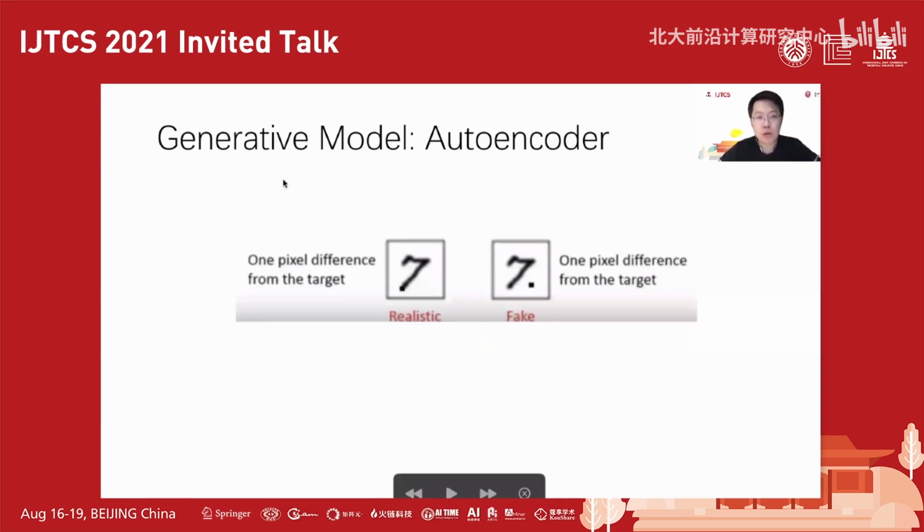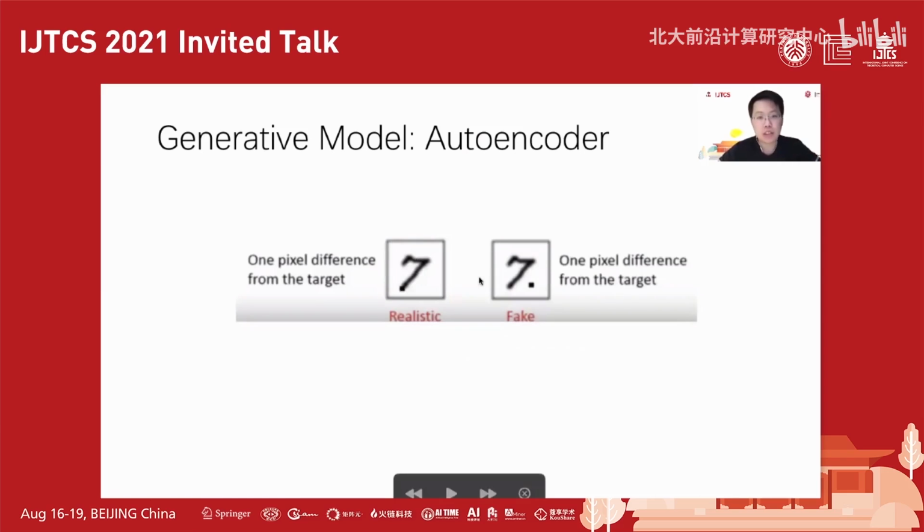But for the autoencoder, there are some shortcomings. For example, look at these two pictures. In the MNIST data set, if we pick this picture, which is real, from the real data set, this is a number 7. And look at this picture, this is fake. Although these two pictures have only one pixel difference, the right picture has a dot here, and it is obvious that this is not a real picture.